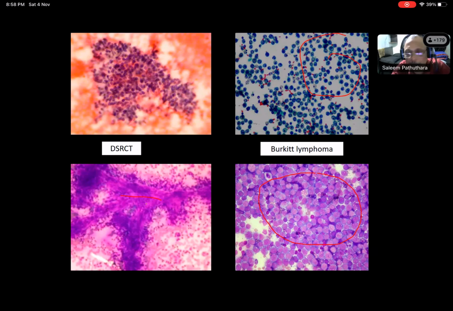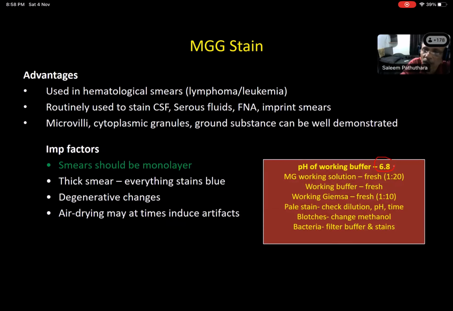Now coming to the MGG stain, MGG means May-Grunwald Giemsa. It is a kind of Giemsa only. The pH of the working buffer has to be 6.8. This is very important. If you are checking the pH daily, we have to document it. The pH of the solution has to be correctly checked and adjusted, and it has to be filtered in between. The buffer solution may grow bacteria, so the bacteria will come on the smear, and we may mistake it for bacteria belonging to the case. So it is very important to filter the buffer solutions routinely.